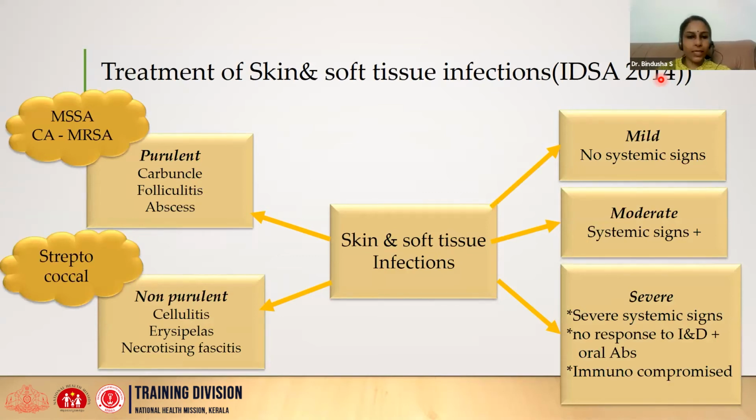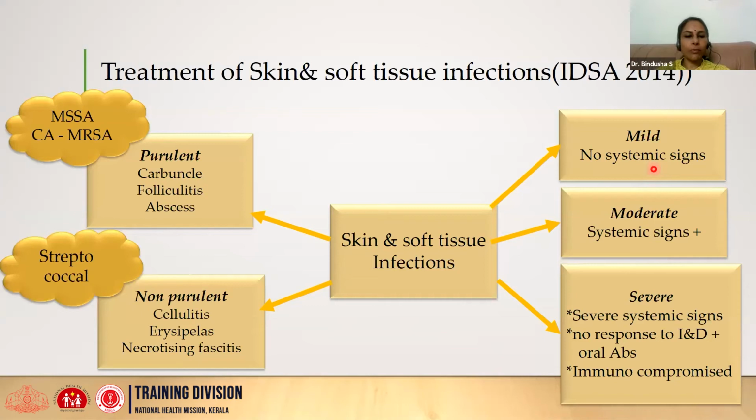And this is the IDSA classification. I actually don't want to go into the details because this was discussed by Dr. Aravind in the previous class. I just want to say that whenever we have a skin and soft tissue infection, depending upon the presence of pus, if it is a pus-forming lesion, we always think about a Staph aureus infection. And if it is non-purulent, if there is no pus, there is only an infection, then we think about a streptococcal one. Depending upon the severity, if there are no systemic symptoms, it is a mild infection. If there are systemic symptoms, it is a moderate infection. And a severe infection has severe systemic symptoms, or is not responding to incision and drainage and oral antibiotics, or occurs in an immunocompromised patient.